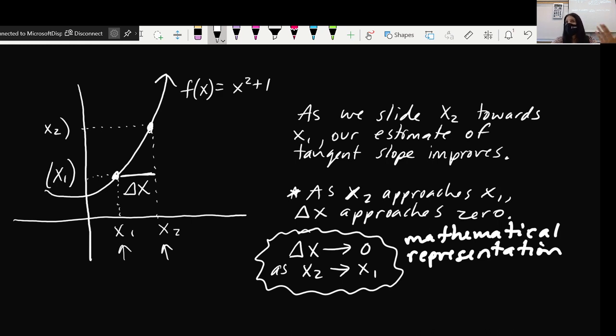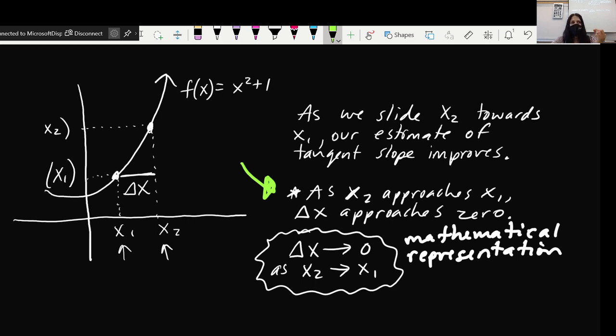So we improve our accuracy. We talked about that. As x2 approaches x1, so this is right here that I'm referring to, the change in x approaches 0. The mathematical way of writing that, so the change in x with the arrow here approaching 0 as x2 approaches x1. Does that make sense?